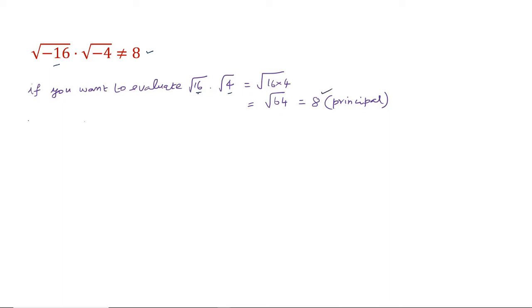So when you can write square root of 16 into square root of 4 as square root of 64, why can't we write here square root of minus 16 into square root of minus 4 as minus 16 into minus 4, which will be plus 64? The square root of 64 you will get 8, but why have we put not equal to 8? Let's look at the explanation.